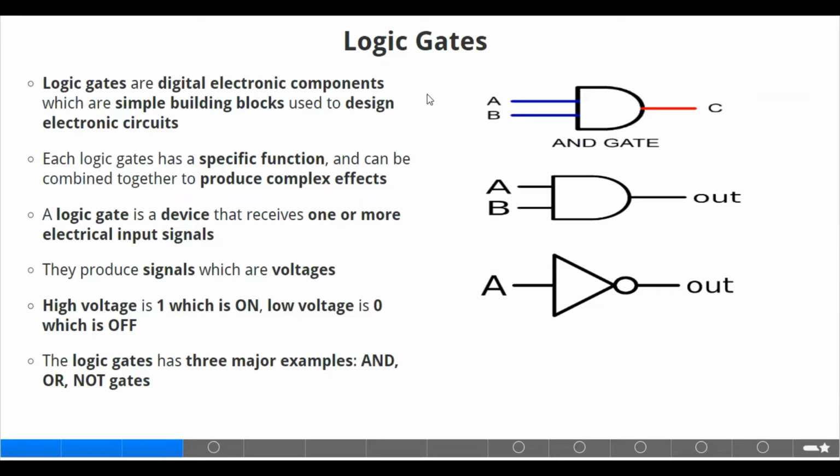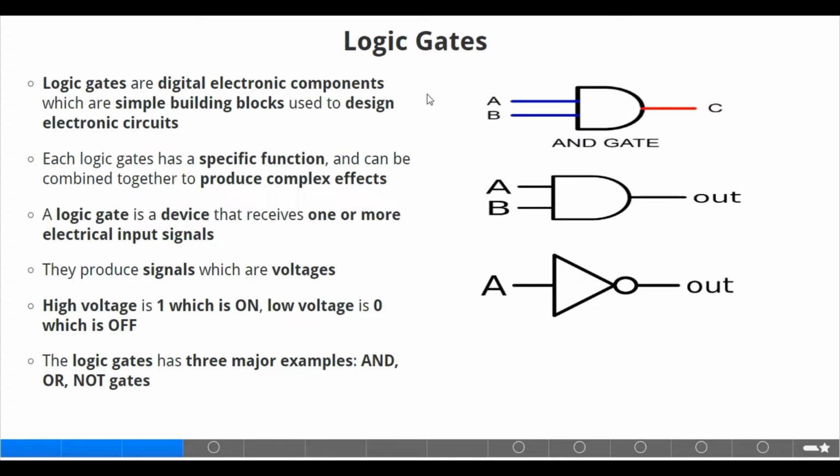Now, let's deal with logic gates. Logic gates are digital electronic components, which are simple building blocks used to design electronic circuits. Each logic gate has a specific function and can be combined together to produce complex effects. The logic gate is a device that receives one or more electrical input signals. They produce signals which are voltages. High voltage is 1, which is on. Low voltage is 0, which is off.